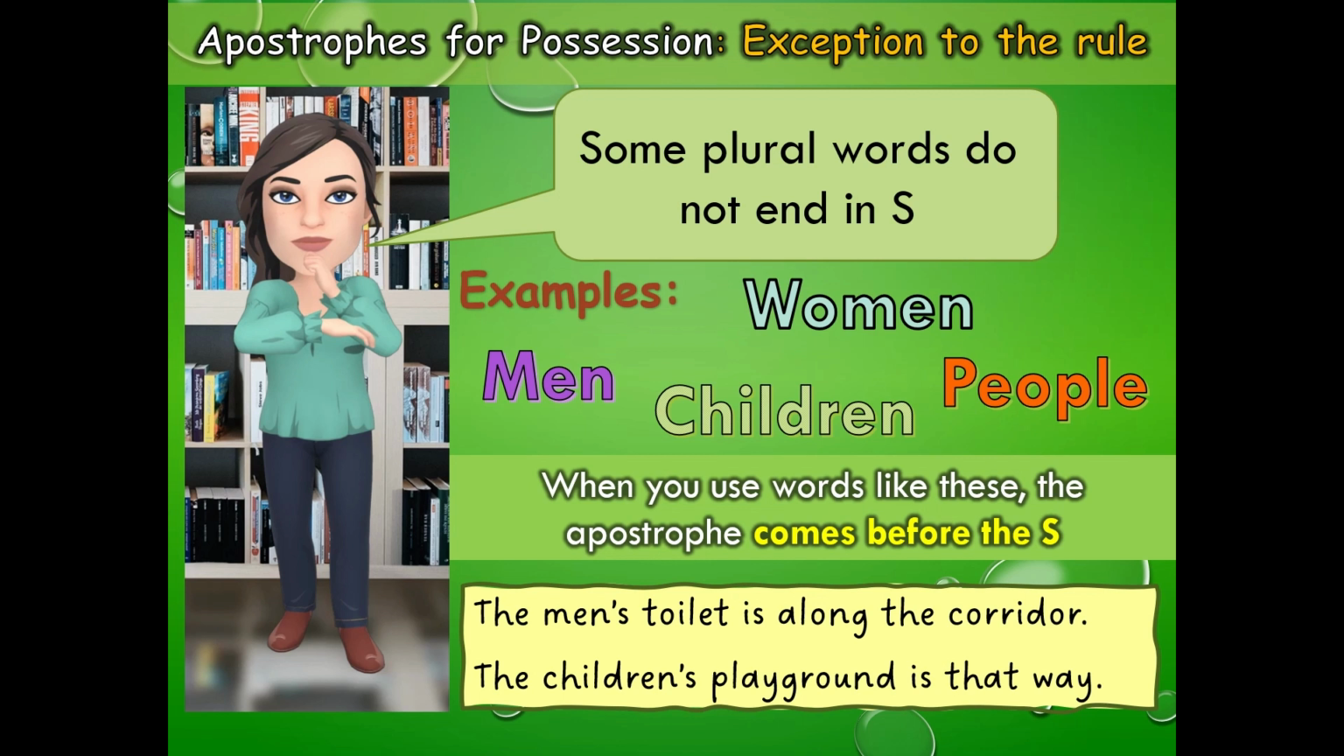So the men's toilet is along the corridor. We will write men apostrophe S. The children's playground is that way. We would write children apostrophe S. So this goes against the rule for possession, where we say for more than one, we put the apostrophe after the S. For these exceptions to the rule, you need to learn and practice in order to remember them and not make mistakes.